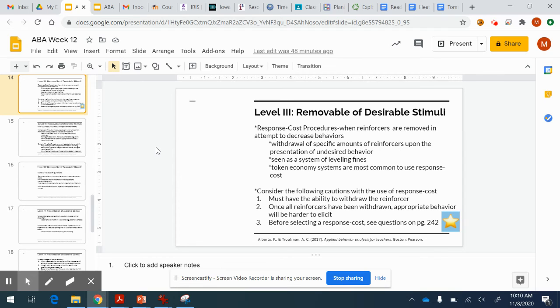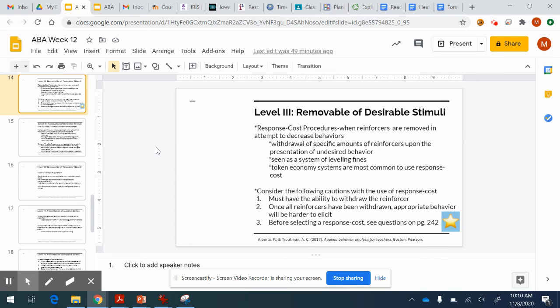So if we think about fines for our own behavior, if you are speeding or get a parking ticket, that's a fine paid for not following the rules. These are most commonly used in token economy systems where there is a response cost for exhibiting the inappropriate behavior. So, for example, just as a student can earn tokens for exhibiting the appropriate behavior, there may be some sort of response cost associated with showing the inappropriate behavior.